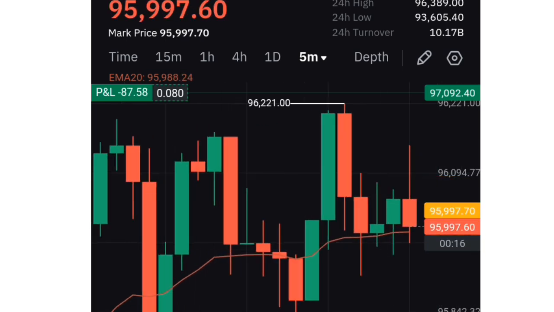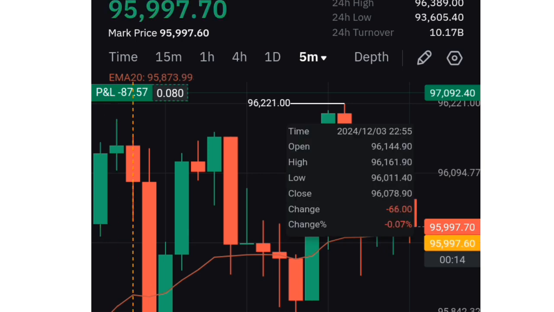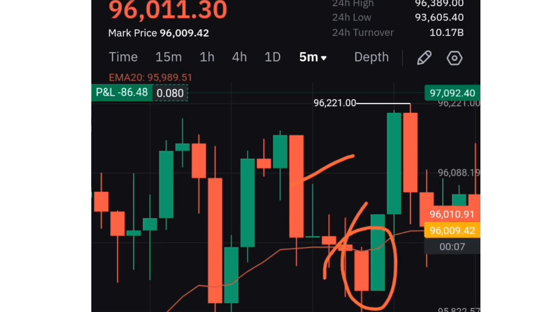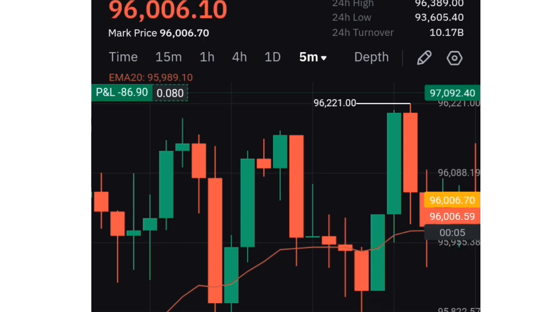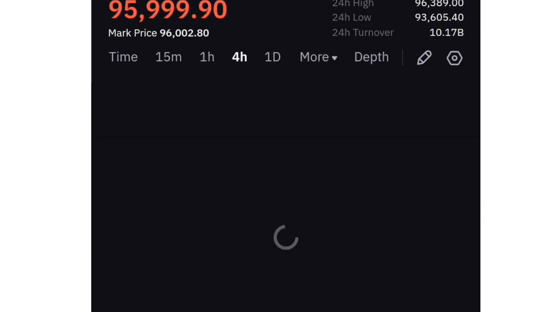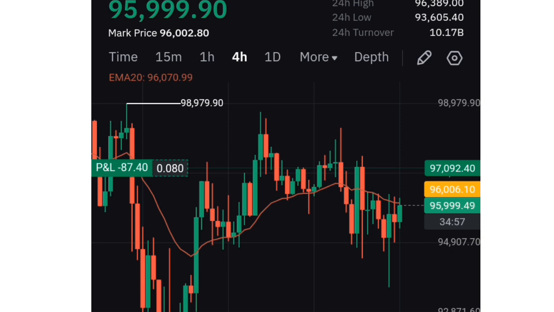For instance, since this is in 5 minutes, each candlestick represents 5 minutes. This one represents 5 minutes. All of them, each and every one of them, represents 5 minutes. So when you click on 1 hour, each candlestick represents 1 hour. When you click on 4 hours, each candlestick represents price action for 4 hours.